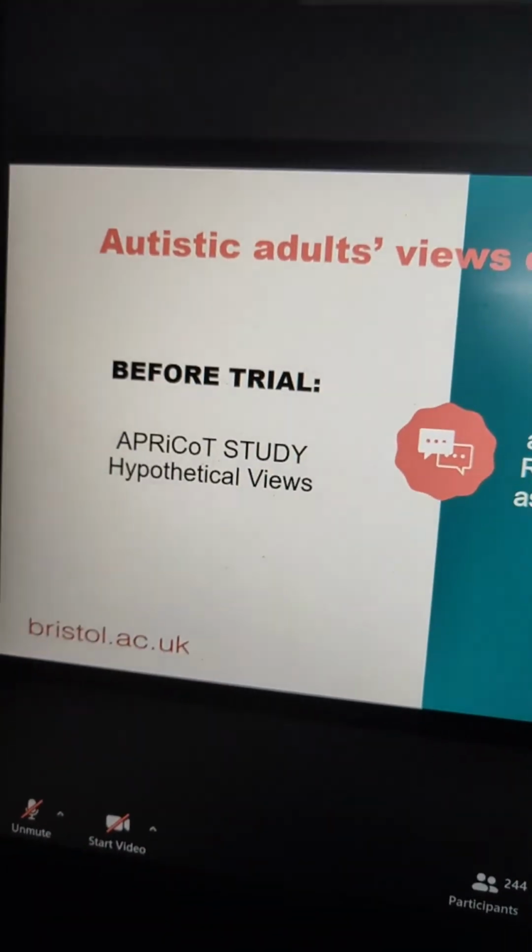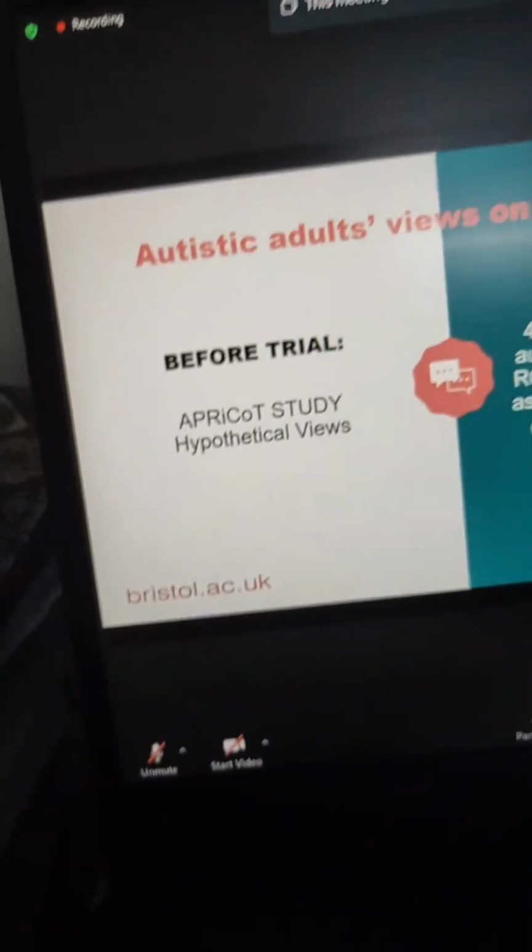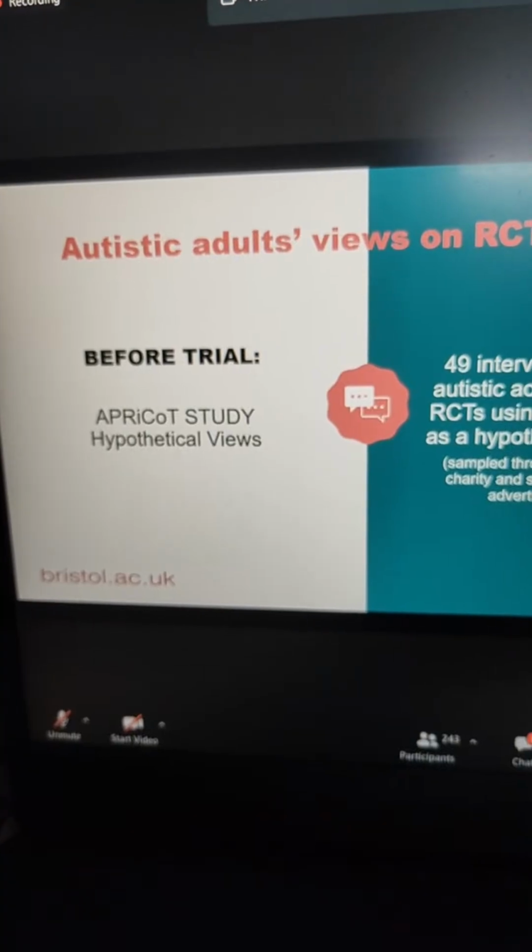So I'm just taking you through the qualitative research before the trial. So this is before we finalised the design of STARTER. We knew we wanted to do such a trial, but we didn't really fine-tune the design issues. So we interviewed 49 people with autism, and talked to them about RCTs and using STARTER as a hypothetical trial.